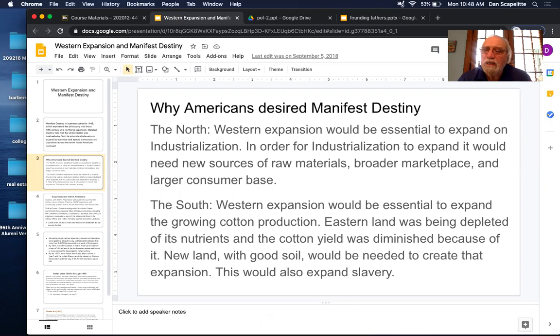So the Southerners had already begun the process of moving through Western Georgia and Western Alabama, and continuing on the march into the Southwest to expand on southern cotton production. So that's the reason why the Southerners wanted to expand farther and farther west.